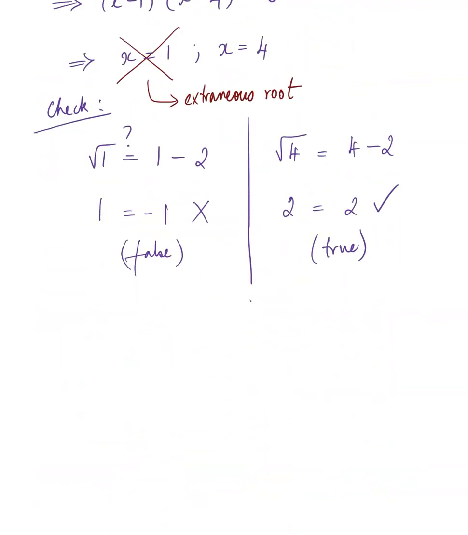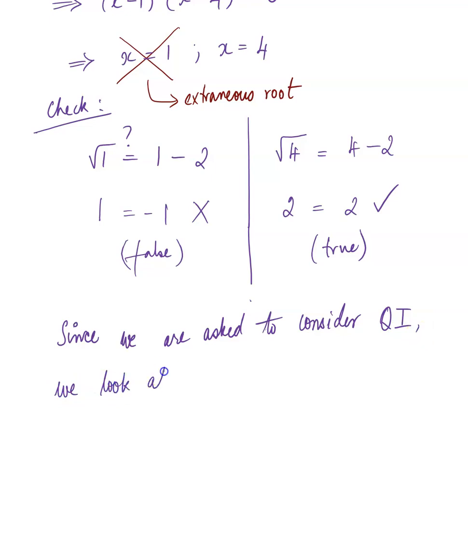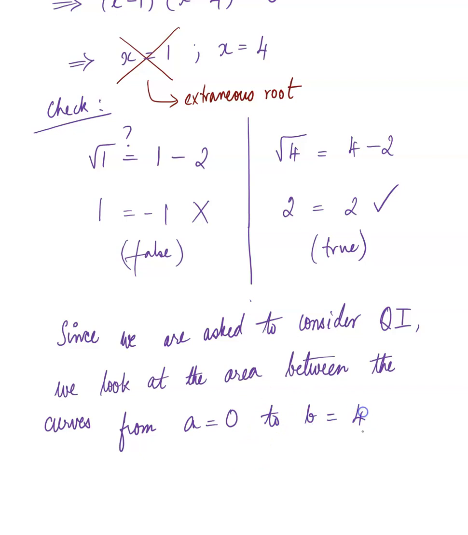So then I come back and say, since we are asked to consider the first quadrant, we look at the area between the curves from A to B, where A is 0, and B is 4, the value we just found.